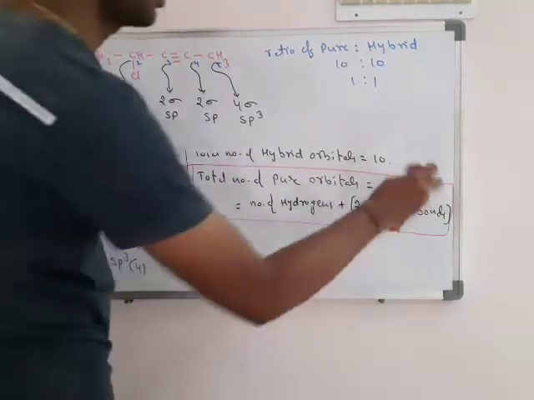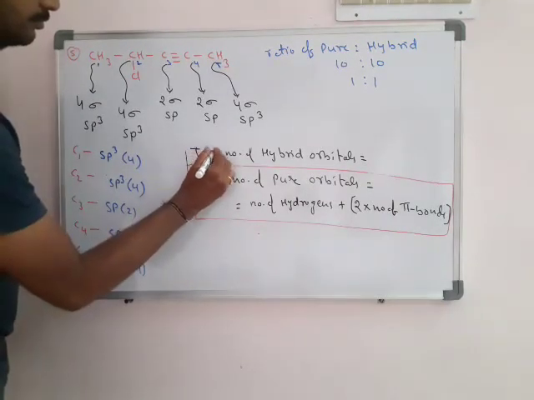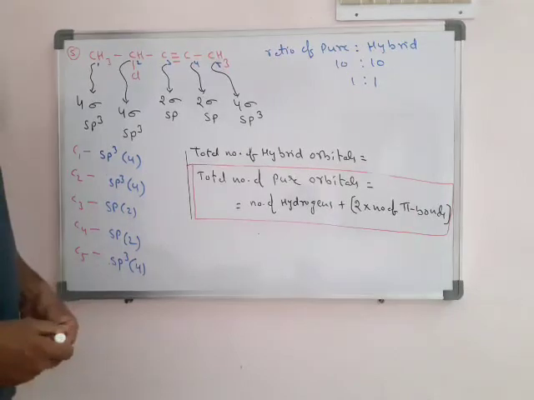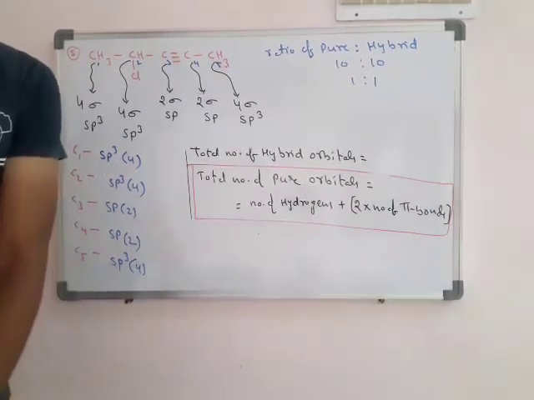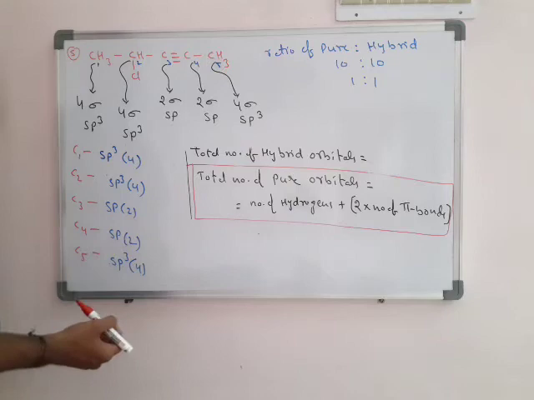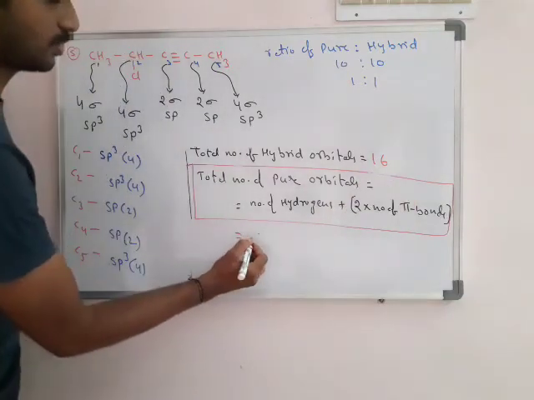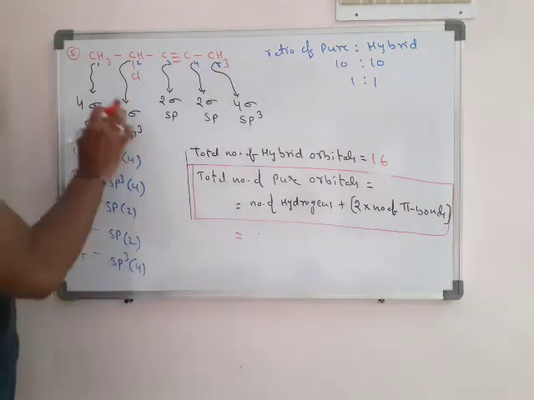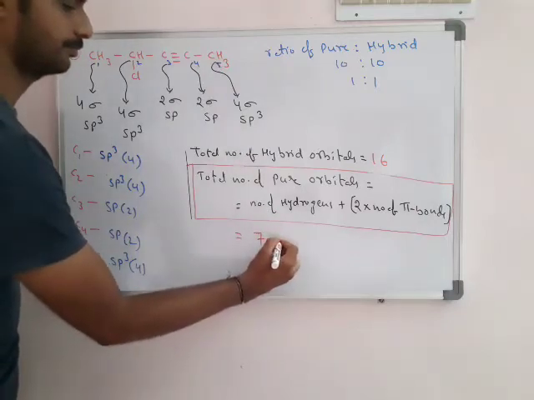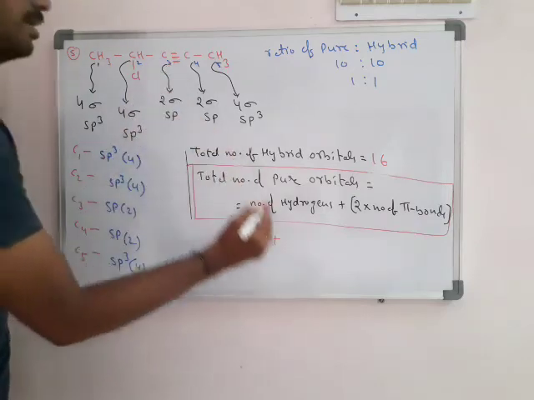So what is the total number of hybrid orbitals? Can you guess? It could be 4, 8, 10, 16, or 12. Next, what are the pure orbitals? Pure orbitals mean the number of hydrogens, 3 plus 4, that is 7, plus how many pi bonds? 2 pi bonds.